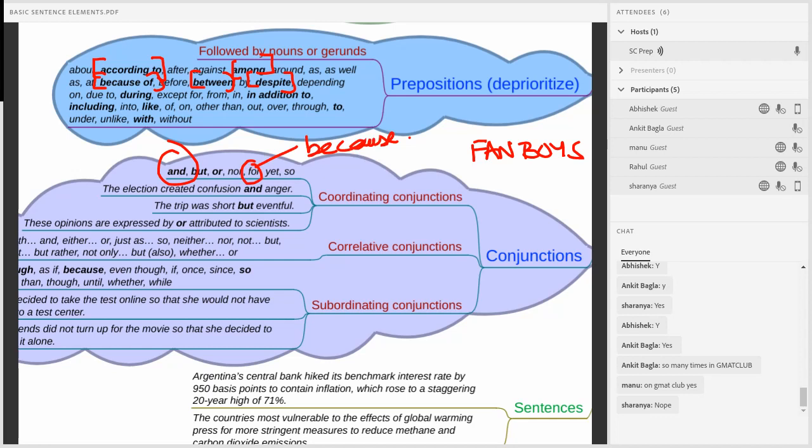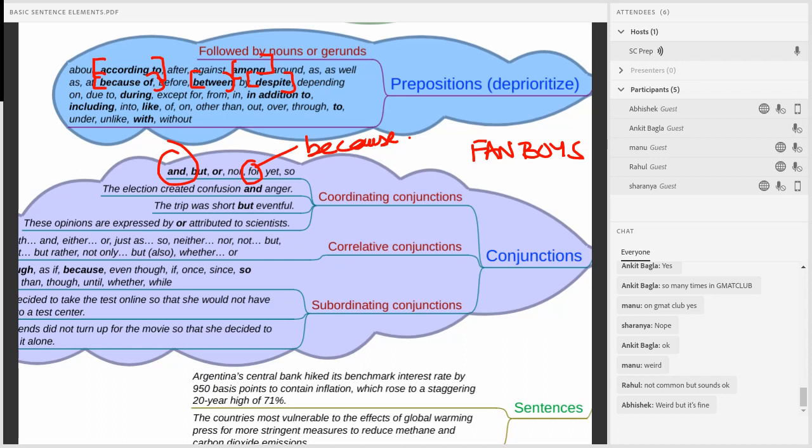Let me give you an example. I will help him for he is my friend. Does the sentence sound okay or does it sound weird? I will help him for he is my friend. Manu is saying it sounds weird. Got it. Not common, but sounds okay. Yeah, that's another classification. Yes, I agree. It's not common at all. Weird, but it's fine. Got it.